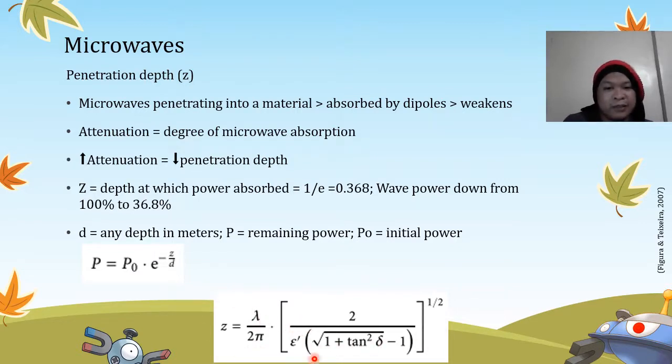So naka dependent sa epsilon prime, and then yung tangent delta can be computed by the ratio of epsilon prime and epsilon double prime as seen in the previous slide. Okay, yung tinatawag nating loss angle delta. Alright, so as an example, if your z calculated is equal to the depth you are computing, then that means the ratio of your p to the initial power is equal to e raised to negative 1 or 36.8% of the original power na lang. Okay? So, yun yung importance ng z.